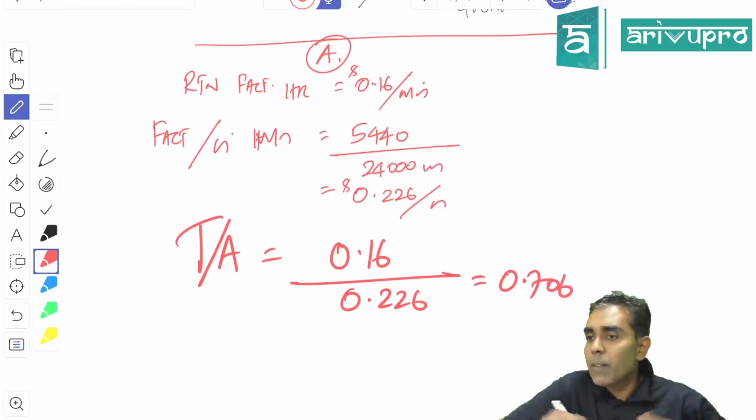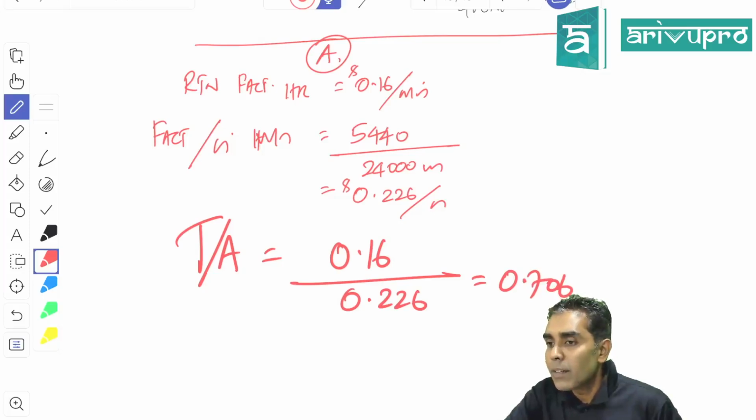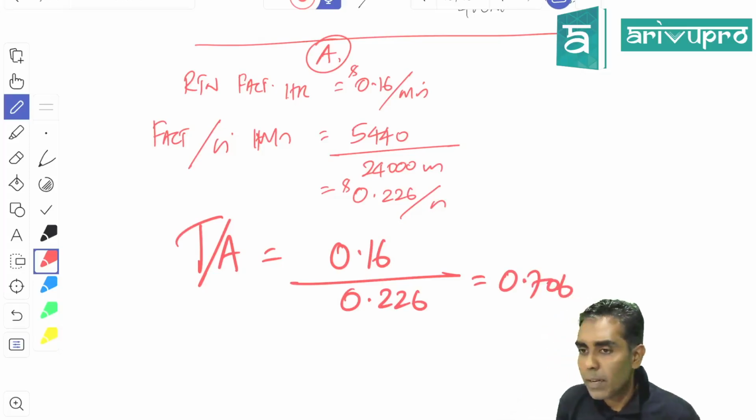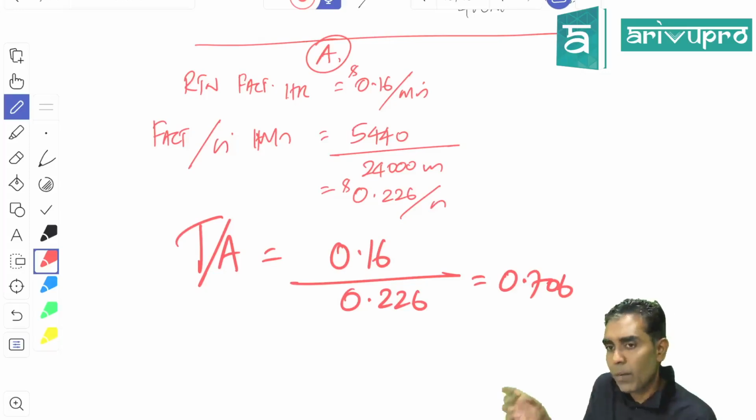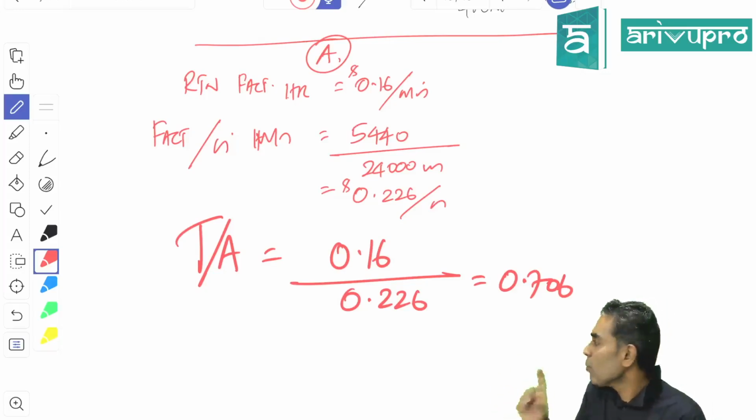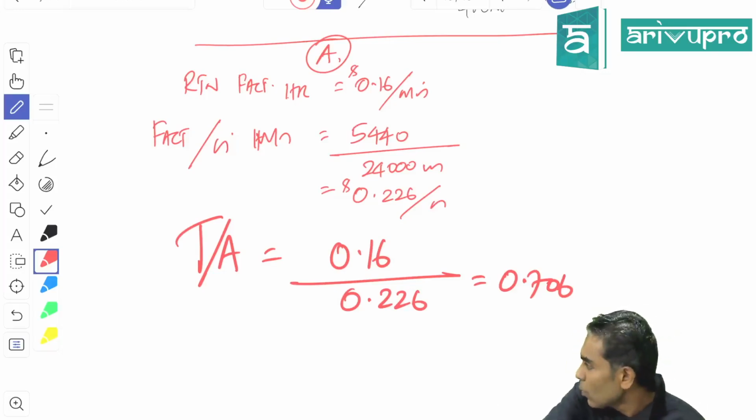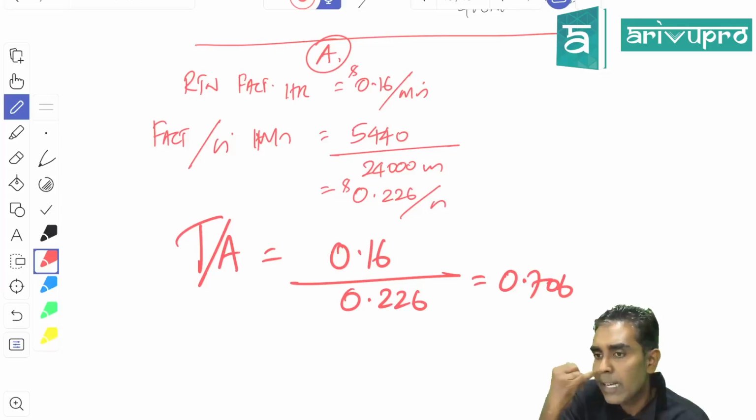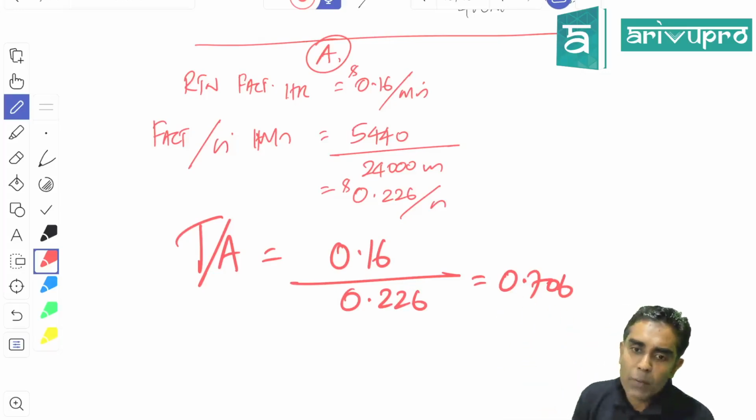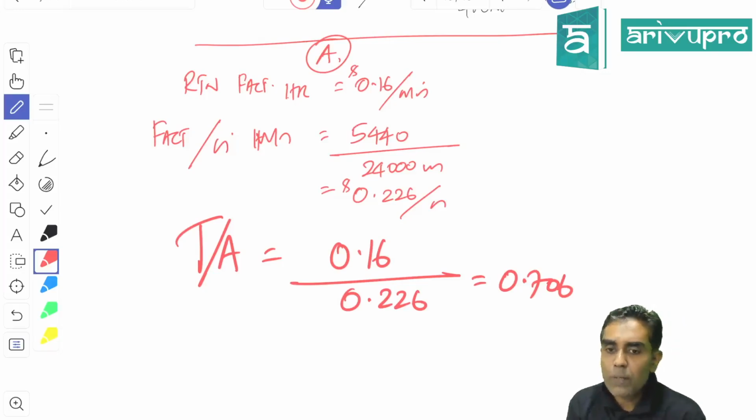0.706, less than 1. The product will be discontinued. It's giving you less than 1. That is the summary of what we have learned. Any product which is giving you more than 1 TA will be continued, but this is not a requirement. I'm just explaining to you in case the examiner asks you to calculate the TA ratio for individual products one by one. You have to calculate and check which product would be continued and which would be discontinued.